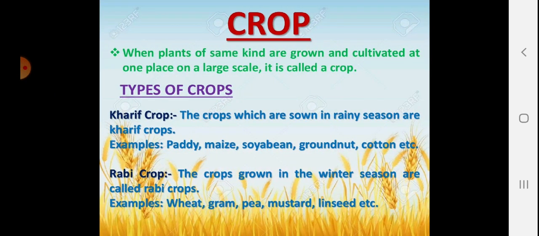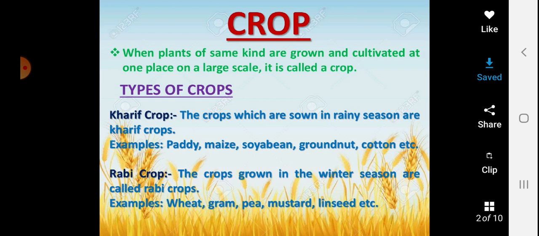So first, what did we discuss in this chapter? First, I explained to you what is a crop, and I also gave you the difference between a crop and the plant which is there at your home. As you know, when plants of the same kind are grown and cultivated at one place on a larger scale, it is called a crop. We also discussed the two types of crop, kharif crop and rabi crop. Remember children, the question can be like, define crop and explain its types. So you can write the definition of crop and its types using examples.